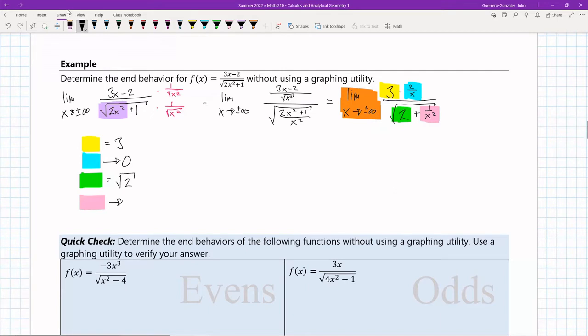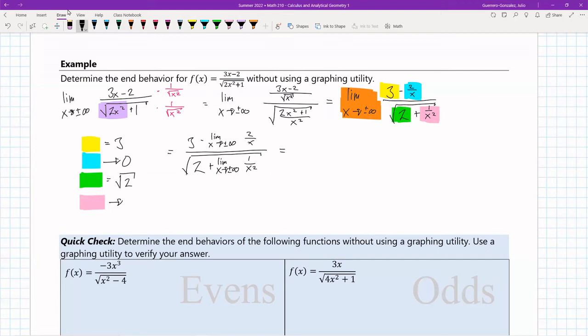Right? So let me write out what you'd probably be seeing in a video online or in the homework. You're going to see that this is now equal to 3 minus the limit as x approaches positive or negative infinity of 2 over x, divided by the square root of 2 plus the limit as x approaches positive or negative infinity of 1 over x squared.